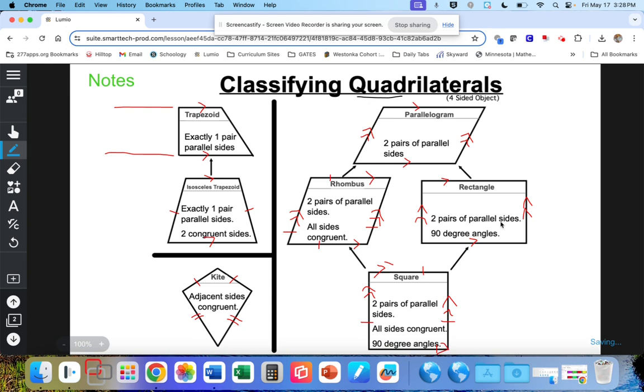Moving over to the next side, a rectangle has 90-degree angles. So these little boxes represent 90 degrees. And a square also has that in its definition. So a square is also a rectangle. However, a rectangle cannot be a square because a square says all sides are congruent and a rectangle doesn't match that definition. So a square can be called everything above it, but the things above it cannot be called the things below it because they don't fit the definition.